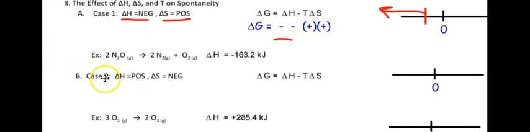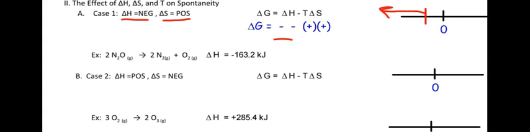Scrolling down. All right. So case number 2, delta H is positive and delta S is negative. So what does that mean? We have an endothermic reaction, and things are getting more orderly. Let's say we have 3 moles of oxygen gas becoming 2 moles of ozone. Notice that delta H is positive, endothermic. It requires energy to do that. Notice that delta S is also negative. Why? Because of 3 moles going to 2 moles.